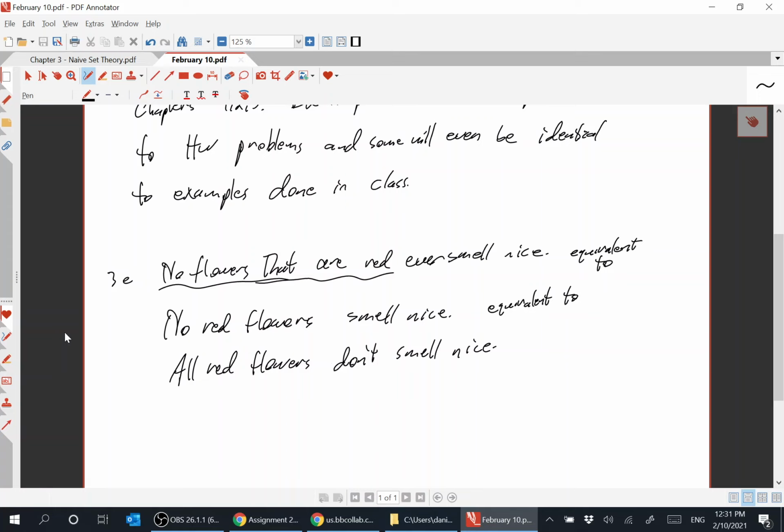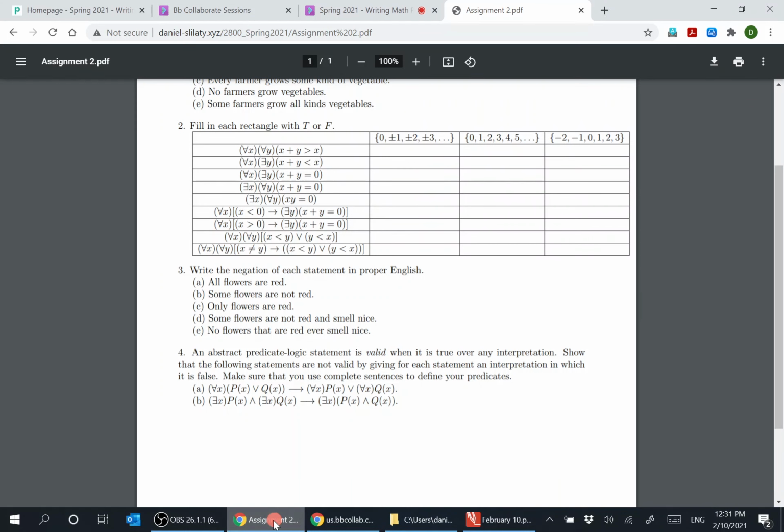Do you have recommendations on starting 4A or B? So I would use the domain of numbers. Don't make it too complicated. It's easier when you do it that way.